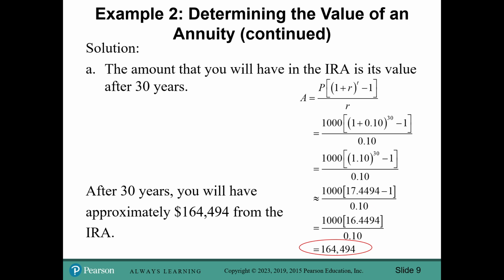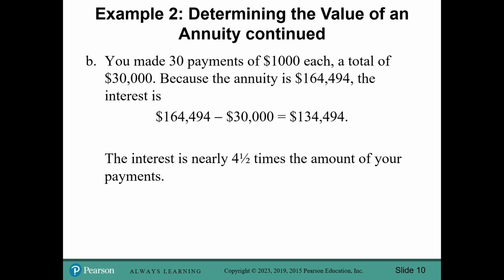So we simplify it on down, and we see that after 30 years, by investing $1,000 per year, we will have approximately $164,494 from the IRA, investing just $1,000 a year for 30 years at a 10% return rate. Okay. Now, let's see how much of that is actually interest earned.